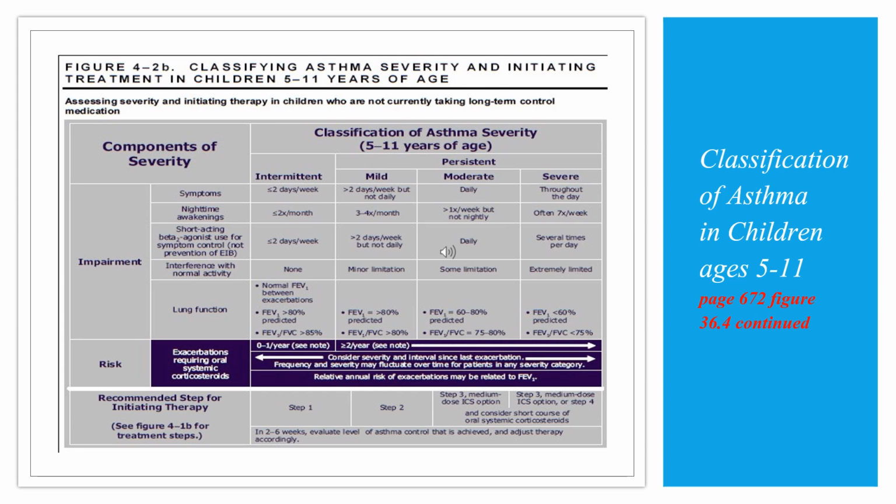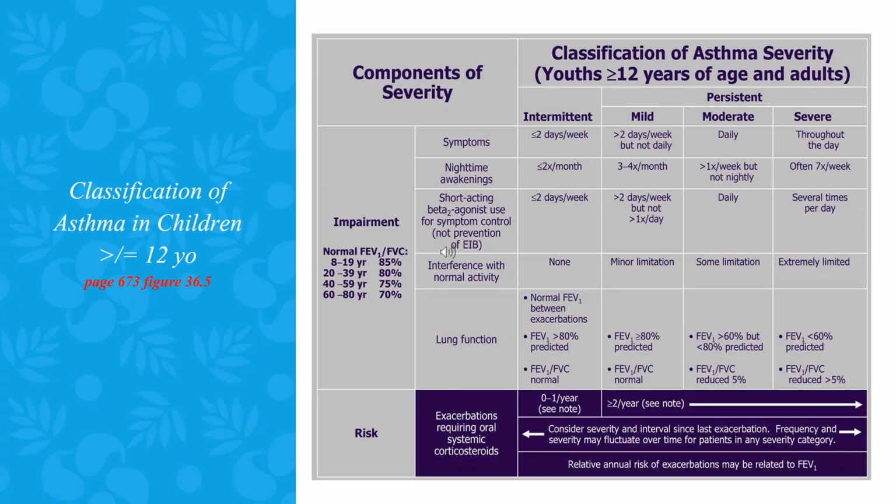When you get to step 3 is when you need to refer patients, whether they're children or adults, to a pulmonologist for further treatment and evaluation. This chart will be for children 12 years and older. And again, it's basically the same as we move from intermittent to persistent into severe. Again, you need to know the symptoms that are associated with each age group.